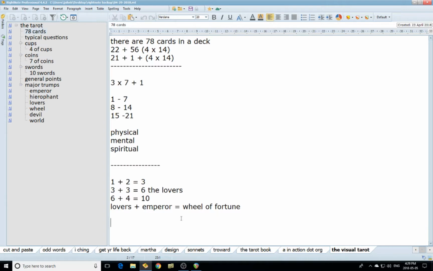So it could be that the Lovers can represent somebody at a crossroads. And you're at a crossroads. It's important to make up your mind. So if you're represented by the Lovers, if you incorporate or add in or act as if you were the Emperor, so the Lovers plus the Emperor, that gives you number 10, the Wheel of Fortune.